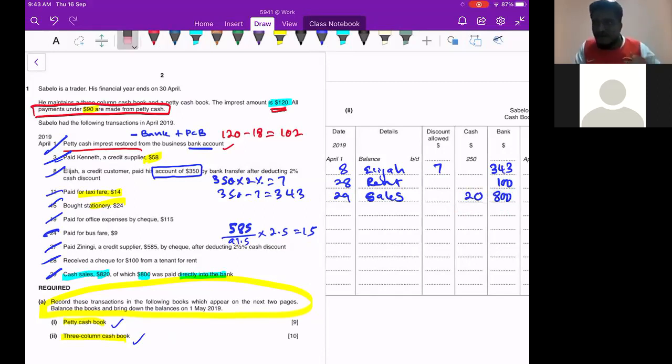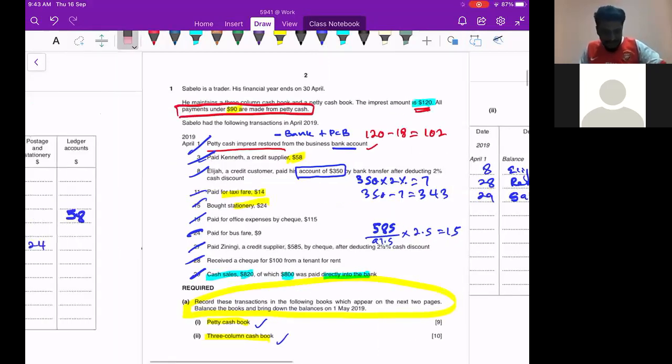It's not a contra. Contra means the money goes from the cash to the bank. It's not from the sales. We sell and straight away put it in the bank, so it's not a contra. It's a bank entry, just straight away put in the bank. Any problem? Okay, we are done with all the transactions.